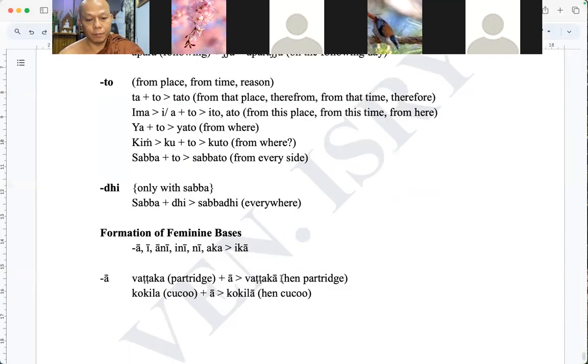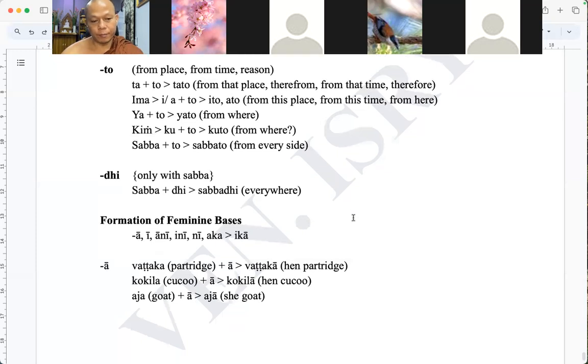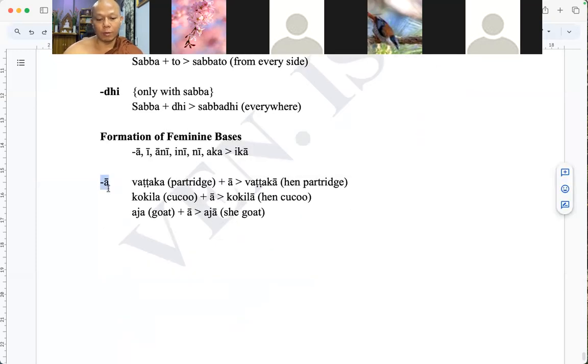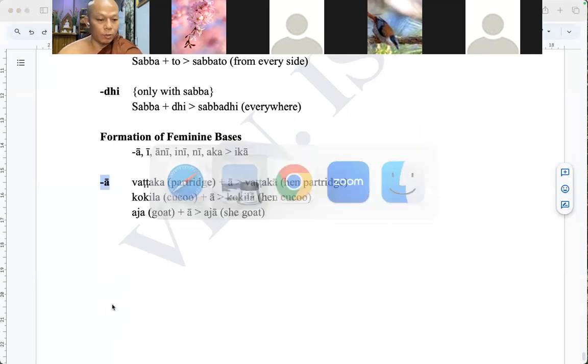Okay, and then the next one is Aja. Aja is a feminine base. In this way, we can form many nouns, and not only nouns but also past participles. In the way of forming past participles, maybe you remember.